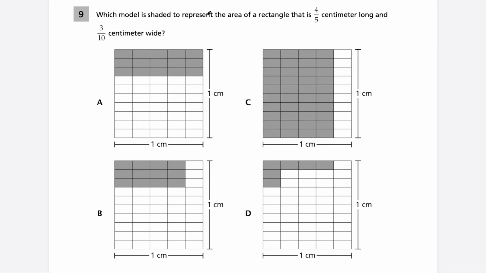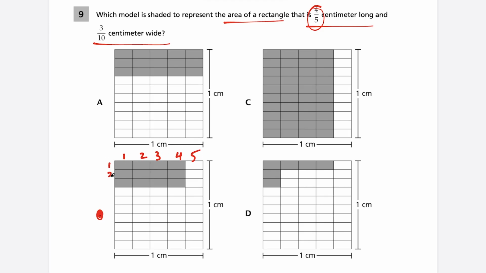Question 9, which model is shaded to represent the area of a rectangle that is 4/5 centimeters long and 3/10 centimeters wide? So for this question here, there's a few different ways we could approach this, but we're looking for a shaded section here that, once again, goes 4/5 of the way across and then 3/10 of the way down. So looking at this, choice B jumps out at me right away because look across the top here. There's 1, 2, 3, 4, 5 spaces, and 4 of them are shaded out of the 5. So you see the 4/5? This is being modeled over here across the top, going from left to right.